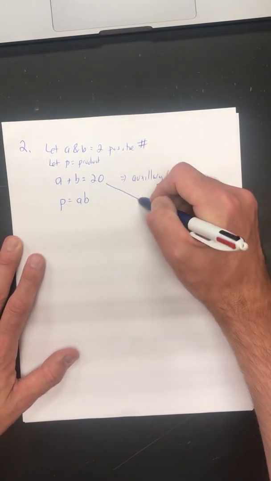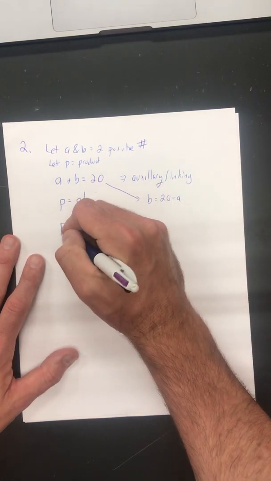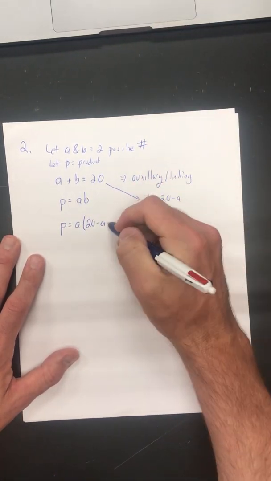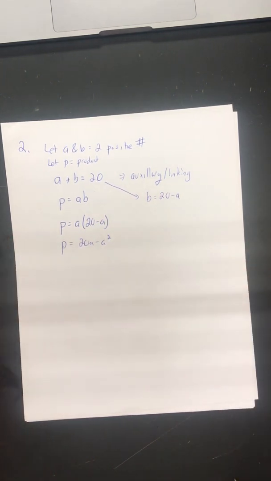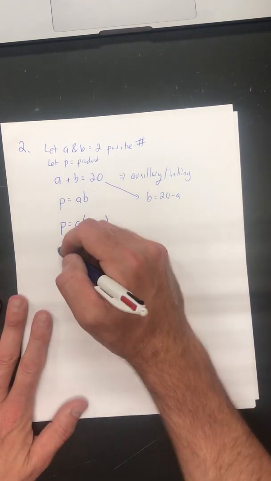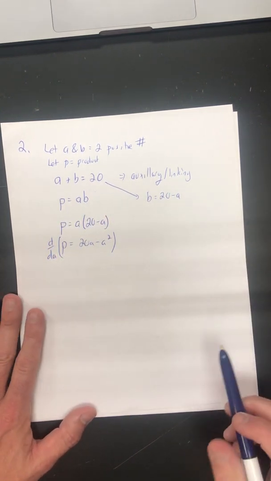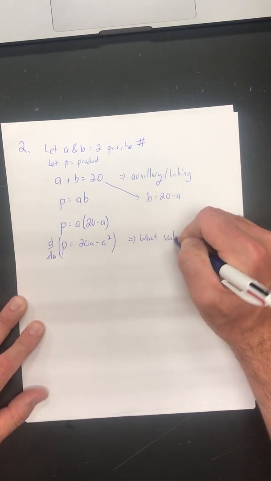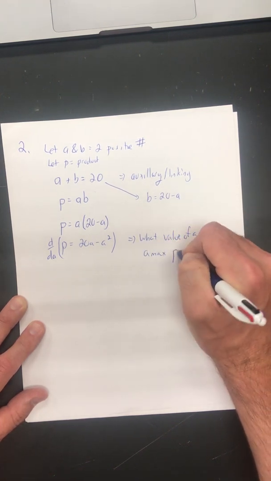So what I'm going to do is take my auxiliary equation and say B is equal to 20 minus A. And now I can put my main equation entirely in terms of one variable. So there I go. And actually, let's put that in a nice format here. And now I can very easily take a derivative, and the derivative I can take here is with respect to A. So what am I doing here? I'm asking the question, what value of A gives a max product, or P?